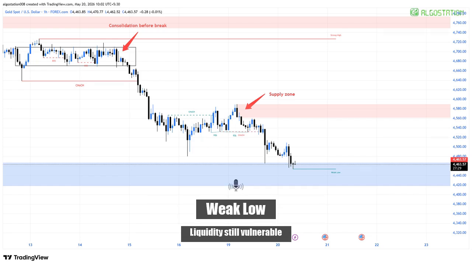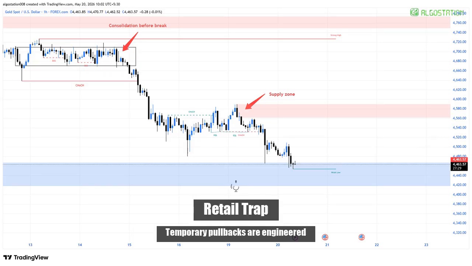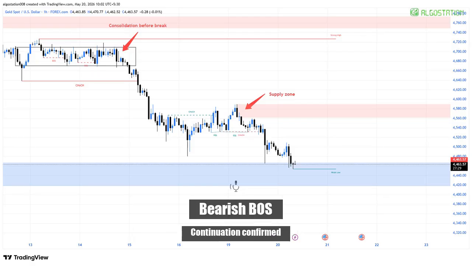The current low is labeled as weak for a reason. Weak lows usually attract further liquidity sweeps because price has not yet shown strong rejection or accumulation behavior from institutions. Most retail traders buy during these temporary pullbacks, assuming gold is oversold. But institutions use those emotional reactions to create liquidity for further selling pressure. Every break of structure confirms continuation. Institutions are systematically removing bullish support levels and forcing trapped buyers to exit positions at a loss.